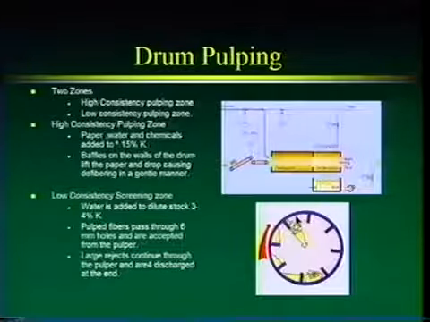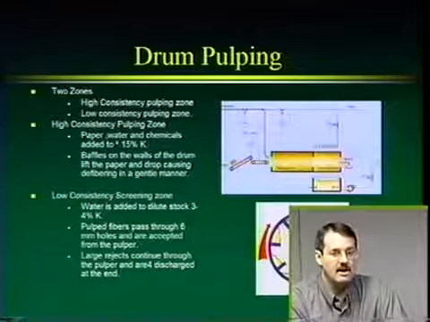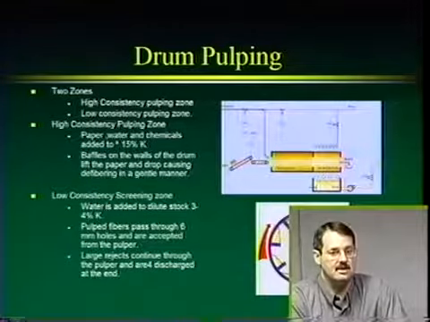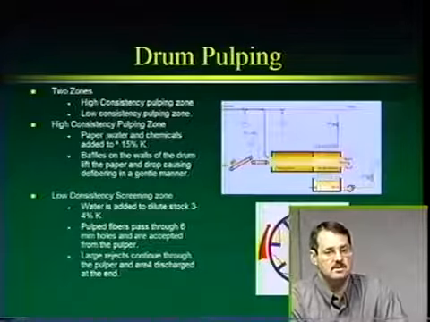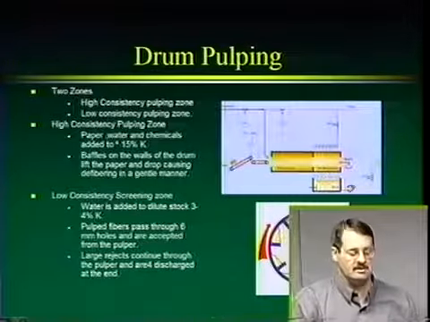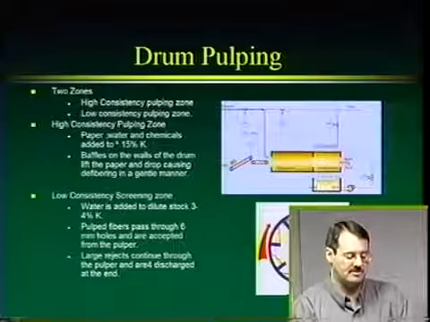It's actually so gentle that drum pulpers are mainly used for newsprint, which is easy to pulp. Remember that newsprint or mechanical pulps have low strength, and those low strength pulps can be broken up pretty easily. So we use drum pulping as a method to pulp up low strength types of paper.